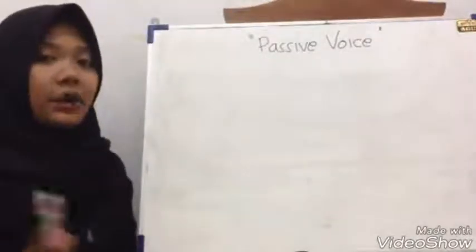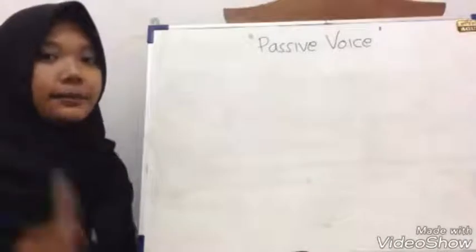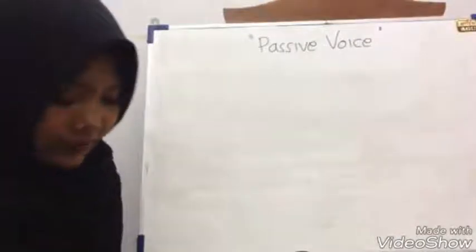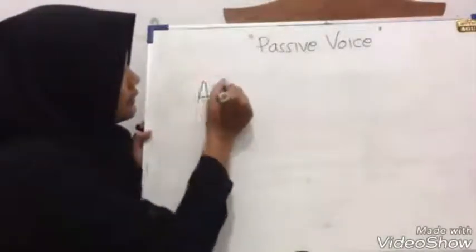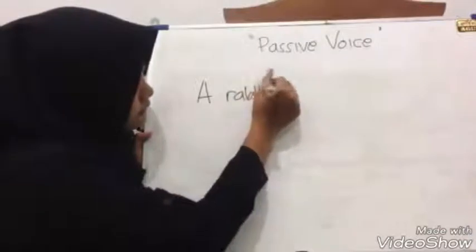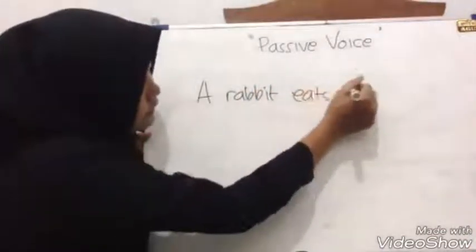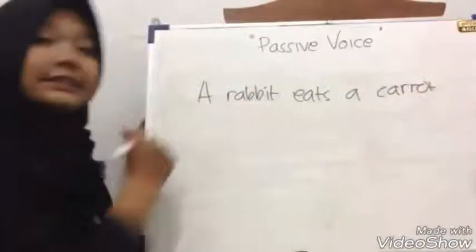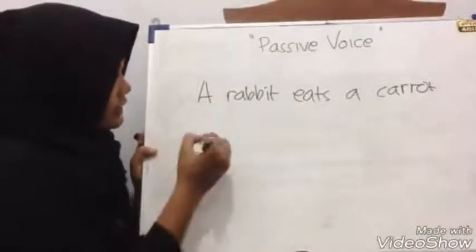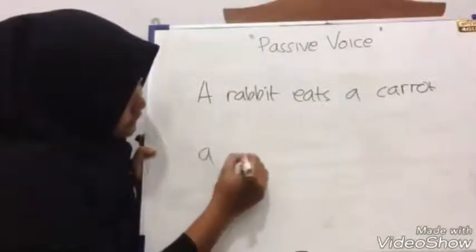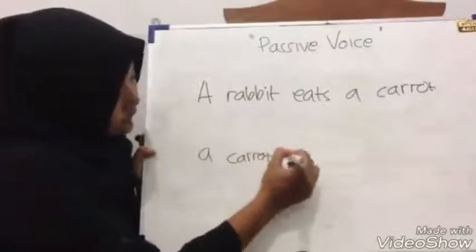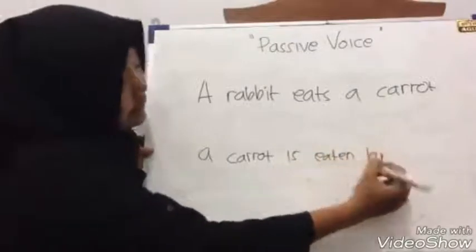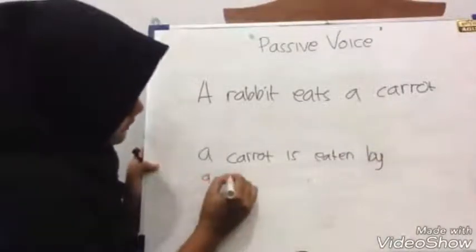The second is the object of the active voice becomes the subject of the passive voice. For example, a rabbit eats a carrot. This is the active voice, and the passive voice is a carrot is eaten by a rabbit.